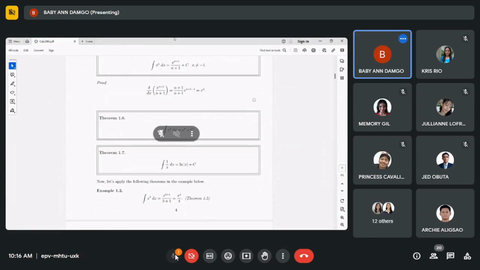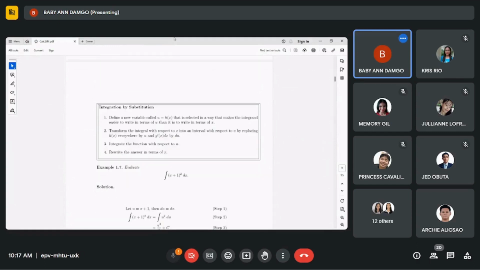Define a new variable called u is equal to h of x. Okay? That is selected in a way that makes the integrand easier to write in terms of u than it is to write in terms of x. Okay? So transform the integral with respect to x into an integral with respect to u by replacing h of x everywhere by u and g prime of x dx by du. And then integrate the function with respect to u. And then last, rewrite the answer in terms of x.